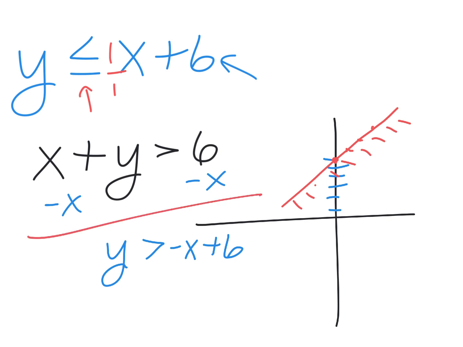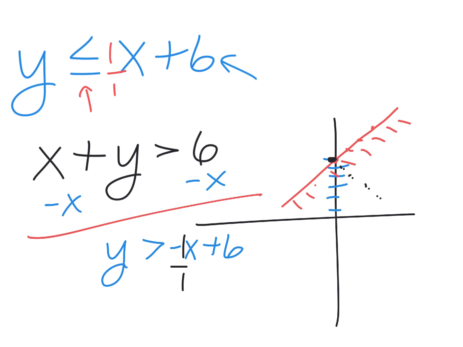So now I got to graph this one. It starts at 6 also. Well, cool, we've already been there. It's right here. But this one has a negative 1 over 1. So it goes down 1 over 1, down 1 over 1, down 1 over 1. I think you get the idea.